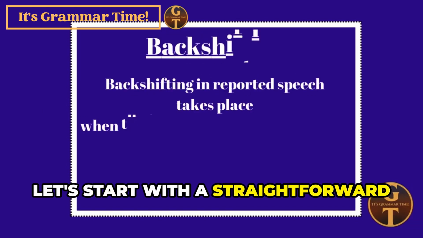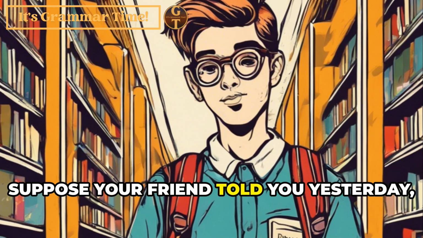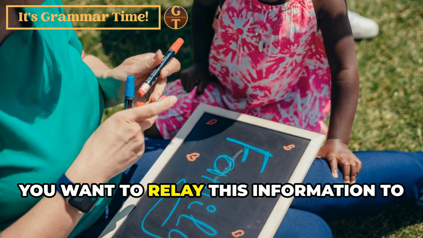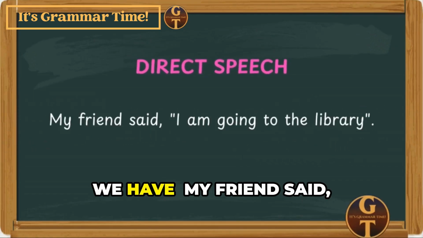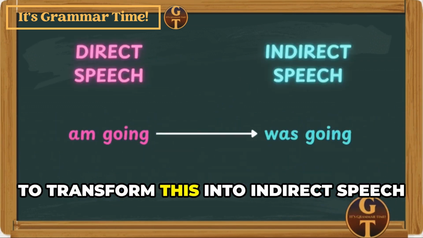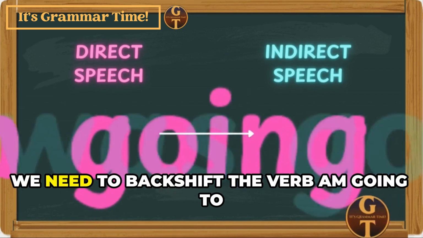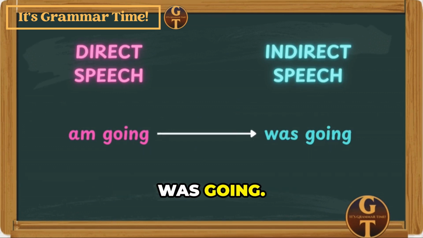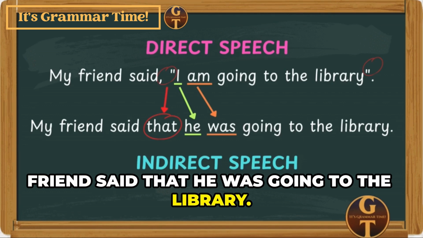Let's start with a straightforward example to demonstrate this concept. Suppose your friend told you yesterday, "I am going to the library." Now, you want to relay this information to your sibling. In direct speech, we have, "My friend said, I am going to the library." To transform this into indirect speech with a past tense reporting verb, we need to backshift the verb, "am going" to its past tense form, "was going." The transformed sentence would be, "My friend said that he was going to the library."